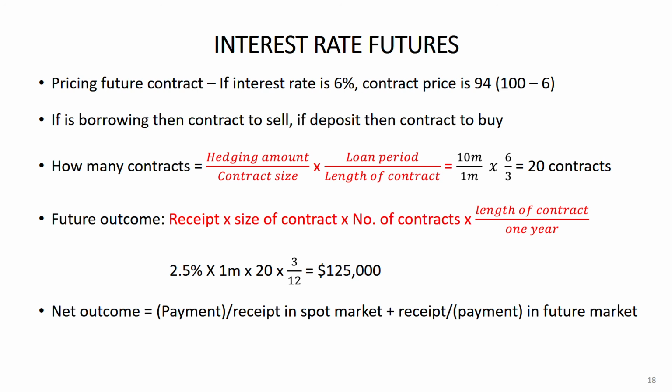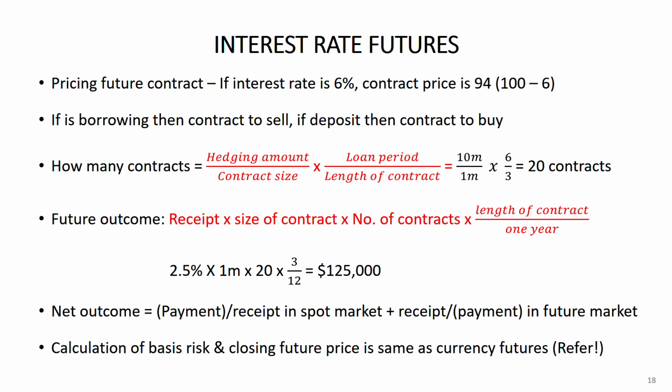Even for interest rate futures we need to calculate net outcome in options and futures. So here also I have written the formula. How you get the net outcome: payment or a receipt in spot market plus receipt or a payment in future market. Just see the word. If it's a payment in the spot, of course it will be a receipt in the future. And if it's a receipt in the spot, it will be a payment in the future. It will be opposite, right? So you add and you will get the net outcome.